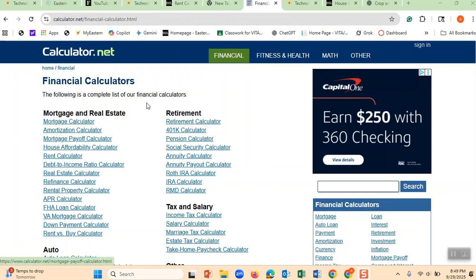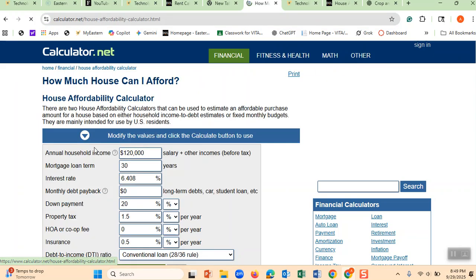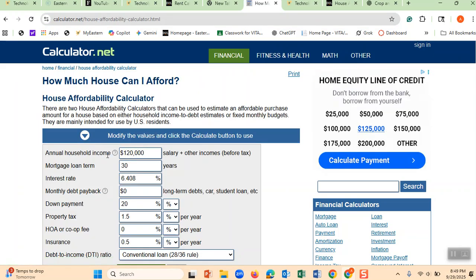Hello students, I went to calculator.net, which is right here, and then the house affordability calculator. This is one of the discussions. What you want to do is change some of these numbers and explain what you have done.